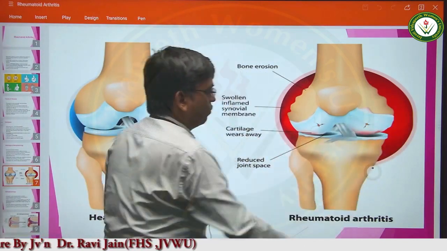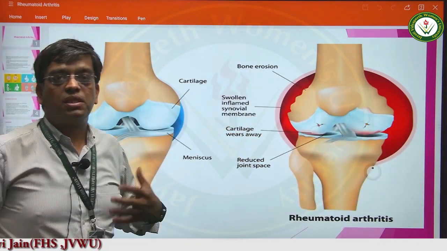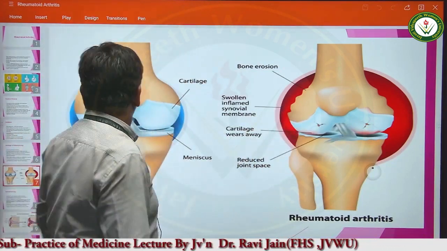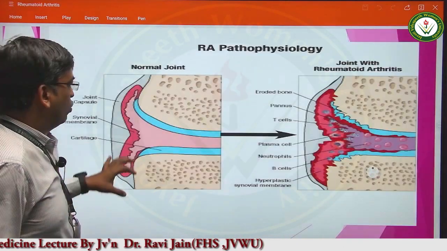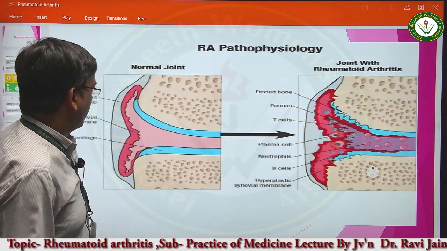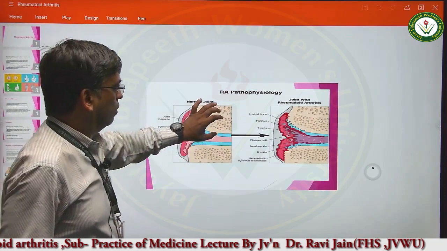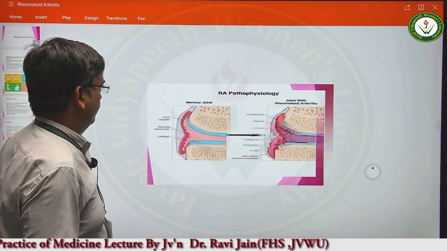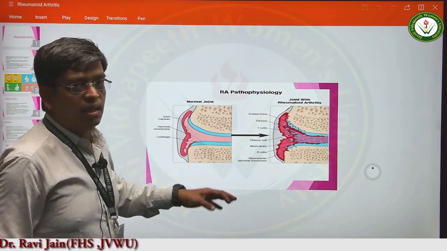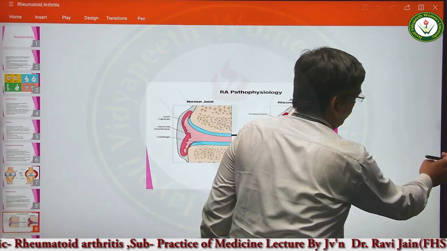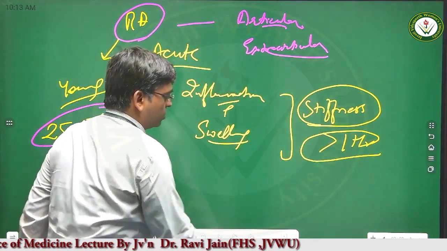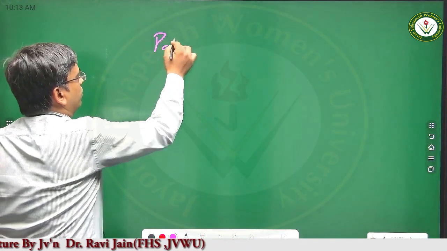There is inflammation of the synovium. You can see the red mark as inflammation. Inflammation is a marked feature of rheumatoid arthritis, and there is reduced joint space and destruction of the joint. The important thing you must remember is pannus formation. Pannus formation is the typical feature of rheumatoid arthritis. This is the healthy joint. Now there is pannus formation, which you can see here. There is infiltration. Now, the pathophysiology of rheumatoid arthritis.